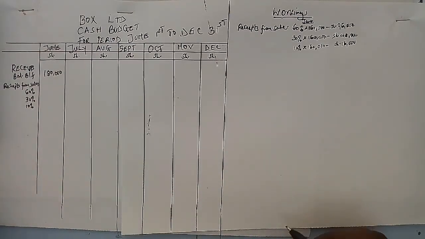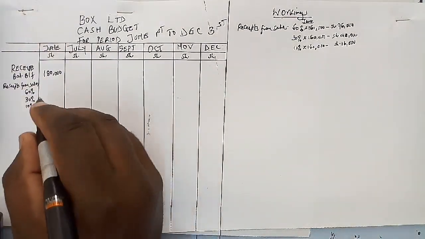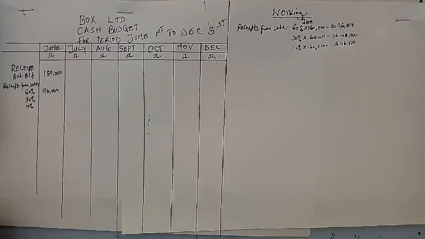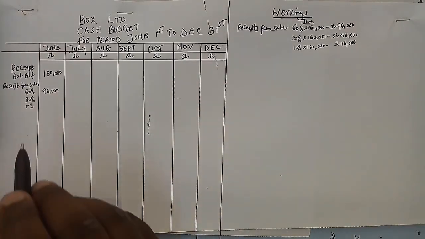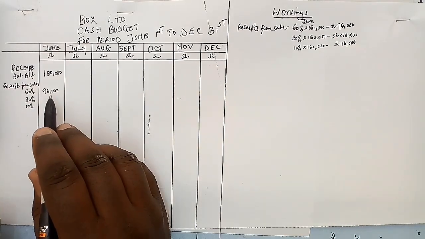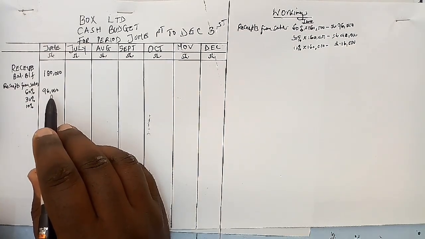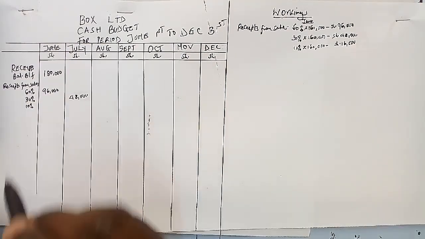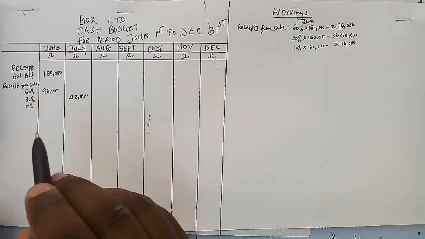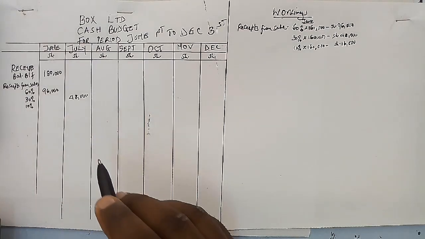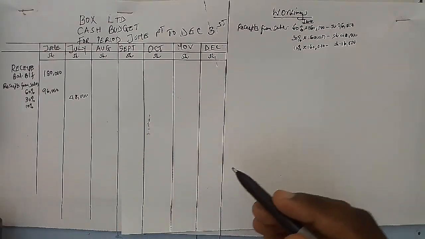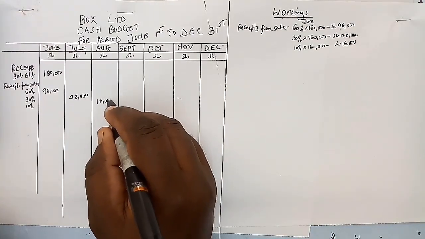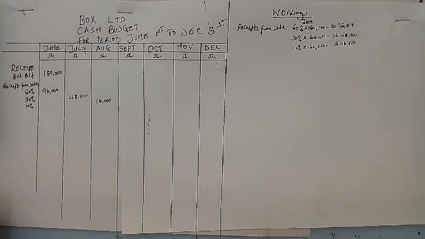So you will do the same for others. So we write here 96,000 received on the same month. Then 30% of the sales of June will be received the following month, so 48,000 here. Then the 10% of the month of June will be received after 2 months, so 16,000 will be received during the month of August.